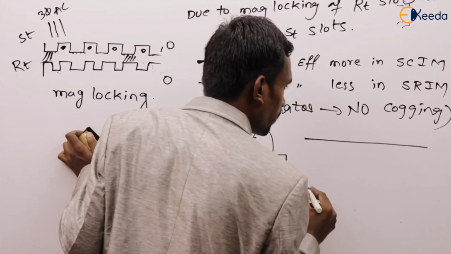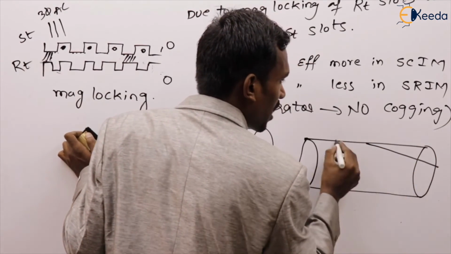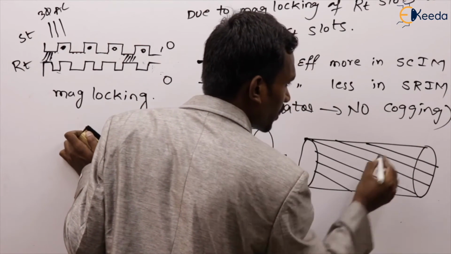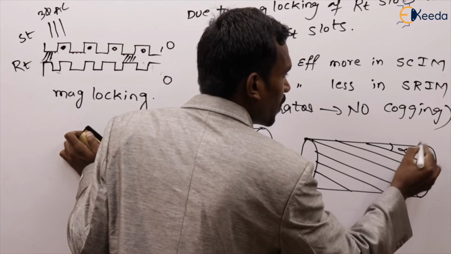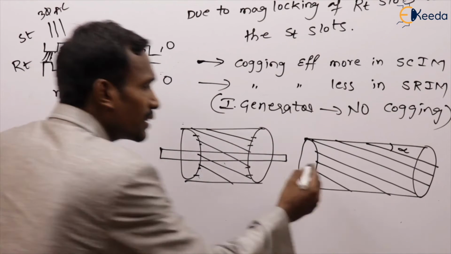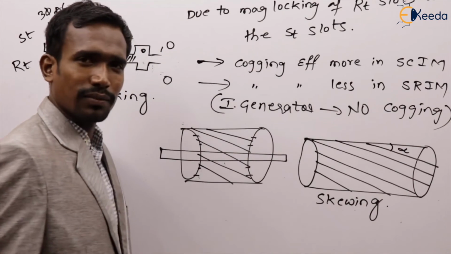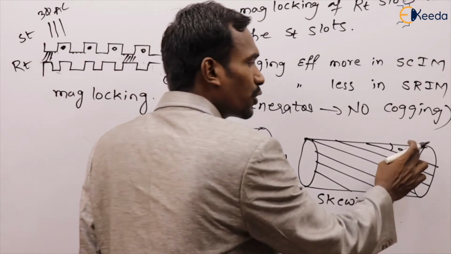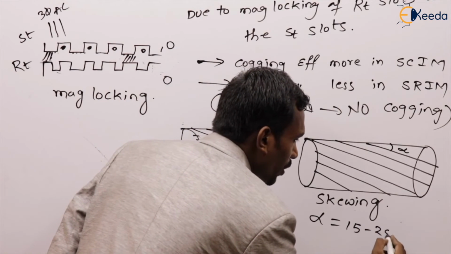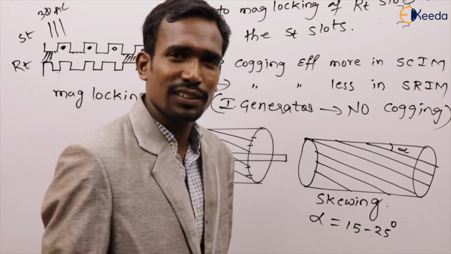For example, this is my rotor. The rotor slot should be placed with a small inclination, some angle alpha. This method is called skewing. Here alpha is the skewing angle. Generally the alpha range is around 15 to 25 degrees.